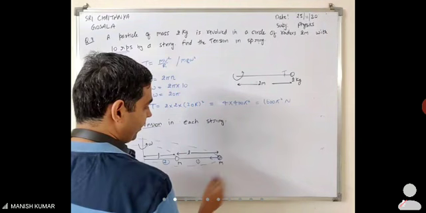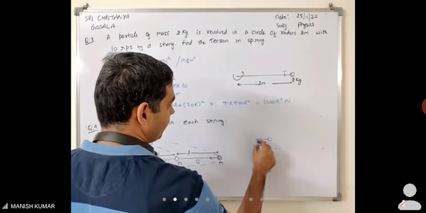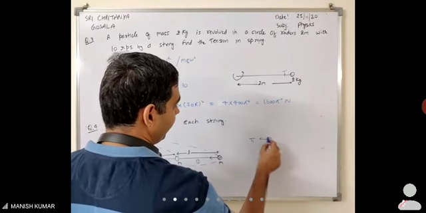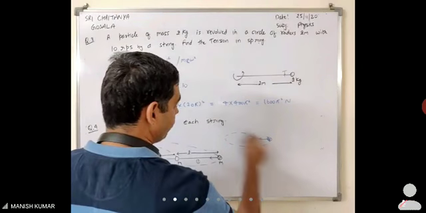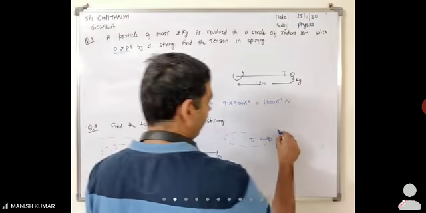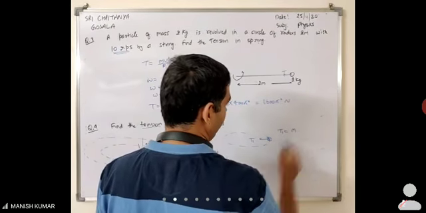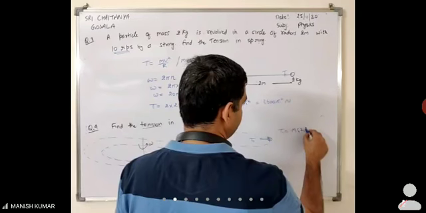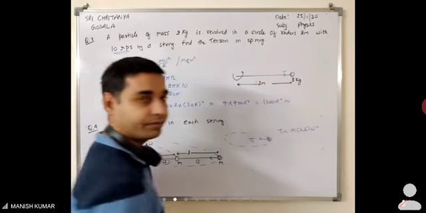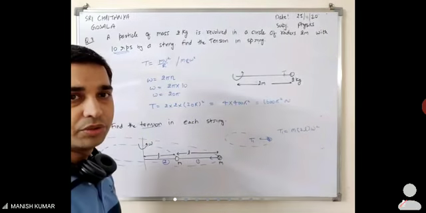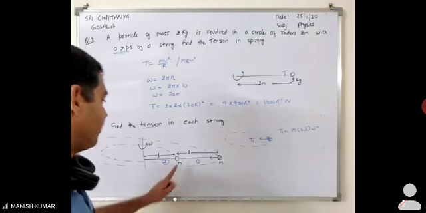So on this particle, T1 is acting toward the center, which is providing the centripetal force. This particle is rotating in a circle. You only told me of radius 12. So I will say T1 is nothing but mass, radius into omega square. Yes or no?